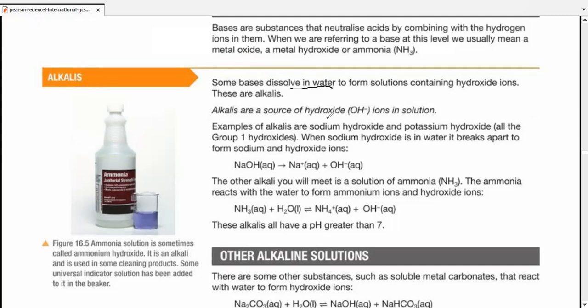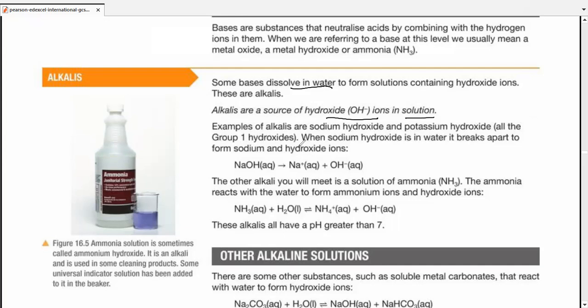Now alkalis are a very good source of hydroxide ions in solution, just like the acids were the source of hydrogen ions in solutions. Examples of alkalis are sodium hydroxide and potassium hydroxide, just like I was telling you about examples of bases in the previous topic.